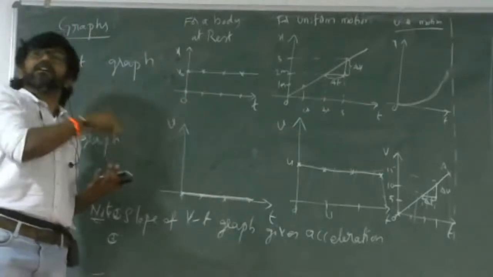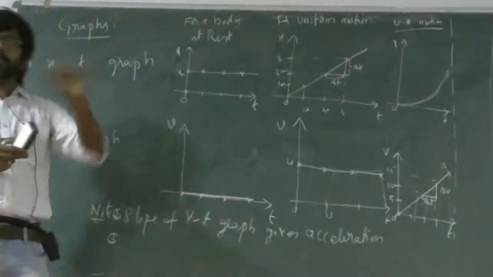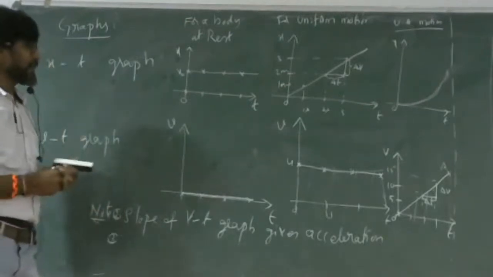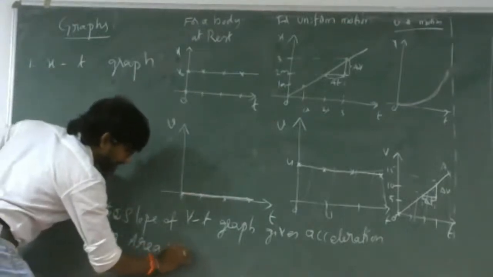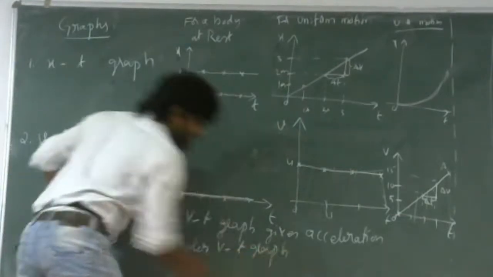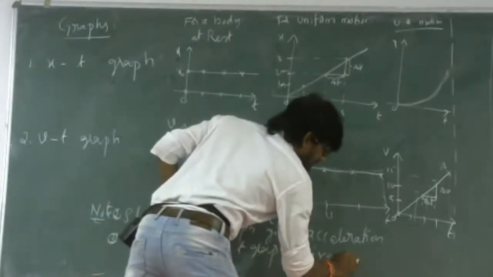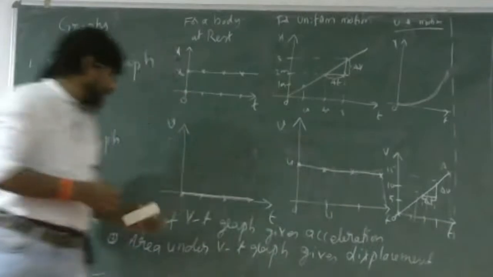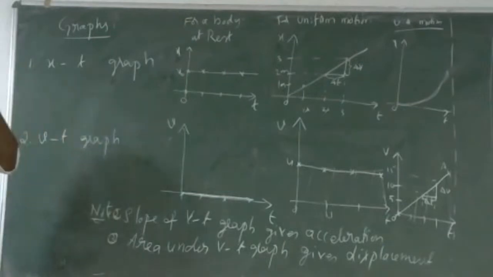For a speed time graph, the area under this gives distance. So velocity and displacement, which are vectors, are related. Speed and distance, which are scalars, are related. This also you have to keep in mind. These are some important points. So here you can write down: note down, area under VT graph gives displacement. Got it? So try to remember these points briefly.